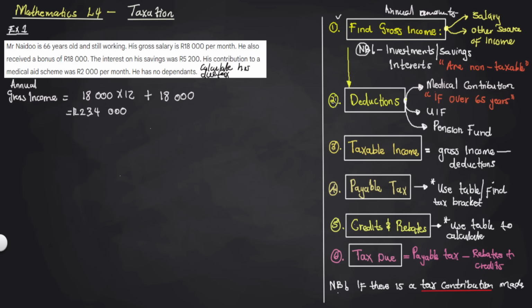Number two, let's calculate the deductions now. Deductions are equal to his contribution to a medical scheme, which was 2,000 per month. Multiply by 12 as well. We need the annual deductions, not monthly deductions, but annual. So it's 2,000 times 12. That's 24,000 rand. Okay, annual deductions.